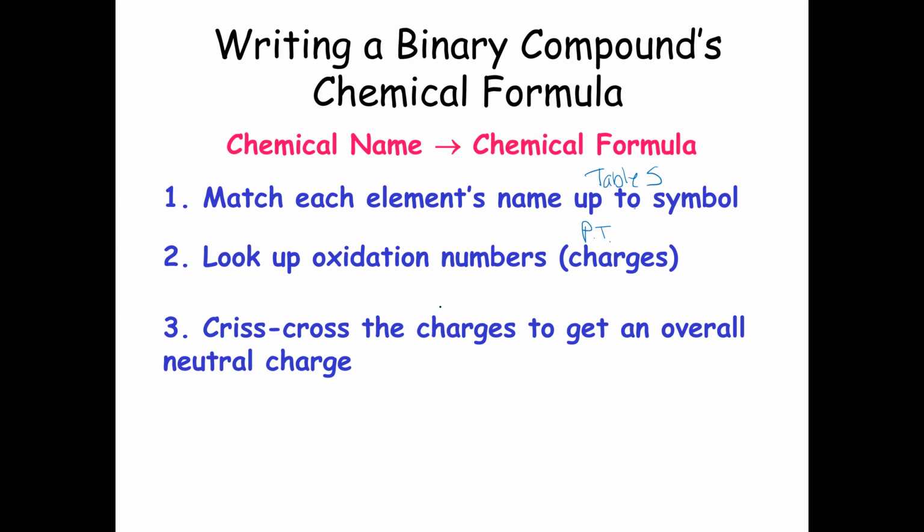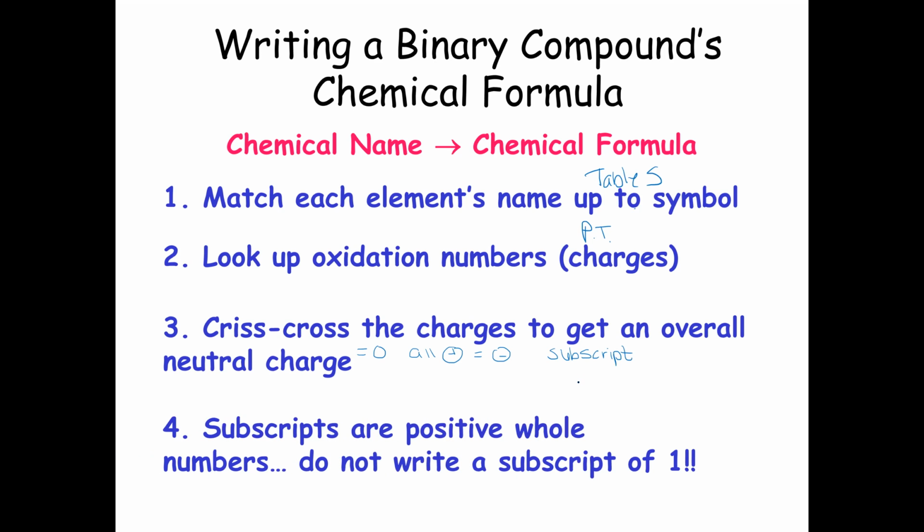And we're going to do what's called the crisscross, right? So I like to say symbols, charges, crisscross. So you're going to get an overall neutral charge. What does neutral charge mean? Neutral means 0. That means all the positives equal all of the negatives. And what I mean by crisscross is you're going to end up getting a subscript from those charges. So the subscripts are positive whole numbers, and we never write the subscript of 1. So when we're crisscrossing, we're only crisscrossing numbers and we're not crisscrossing the charges. This makes more sense when we go through some examples.